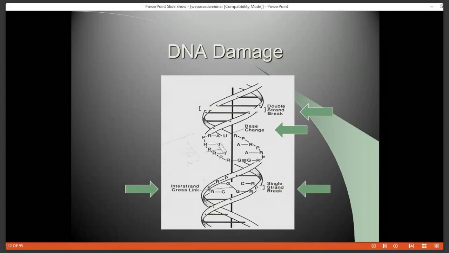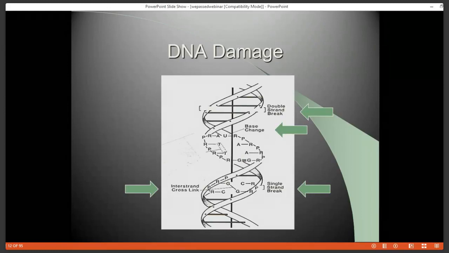Underneath that, base changes are common to radiation damage, and any type of base change is a mutation, and mutations also can have potential outcomes on the daughter cells. Below that, you see a single-strand break in one of the sugar phosphate backbones, and that by itself is very easily repaired during the S phase. And on the left-hand side, you see an interstrand cross-link, again from free radical damage. This is covalent bonding diagonally across the DNA chain.